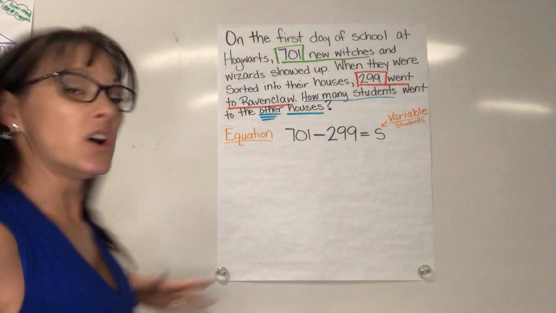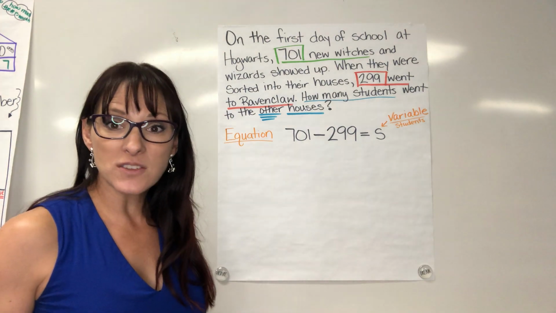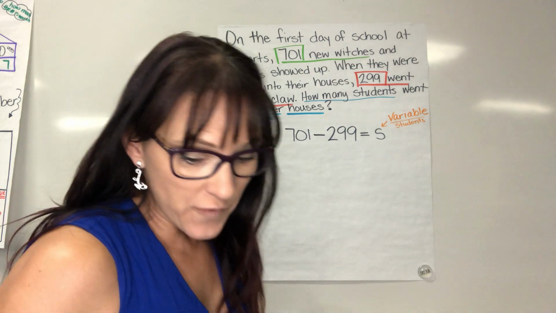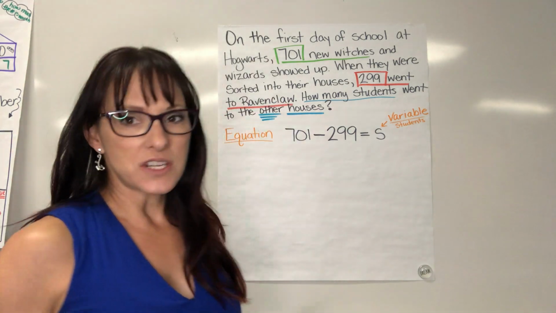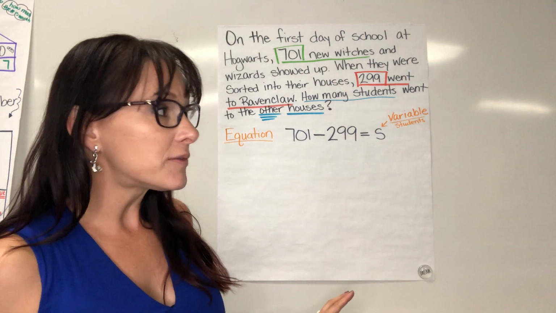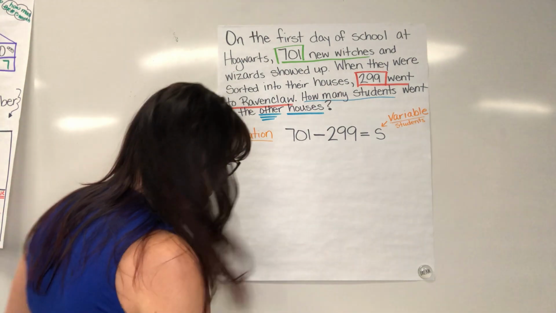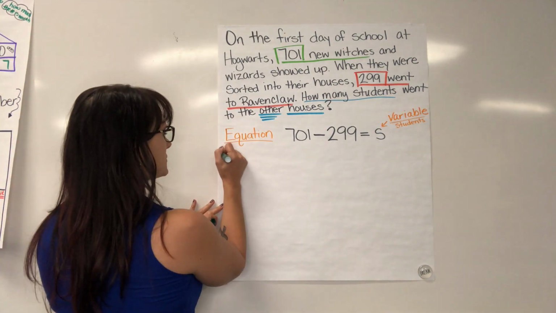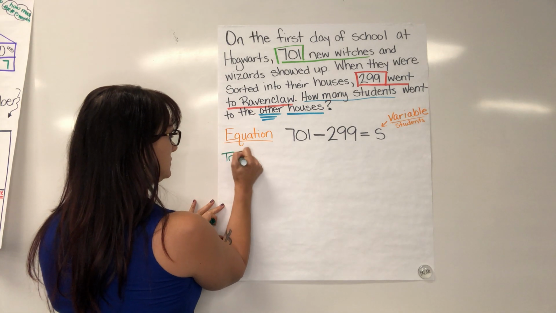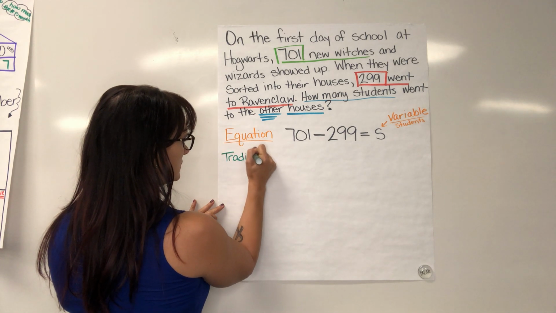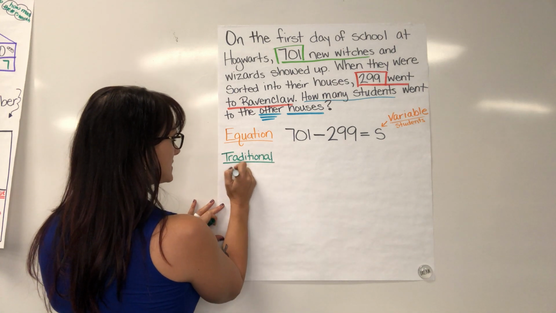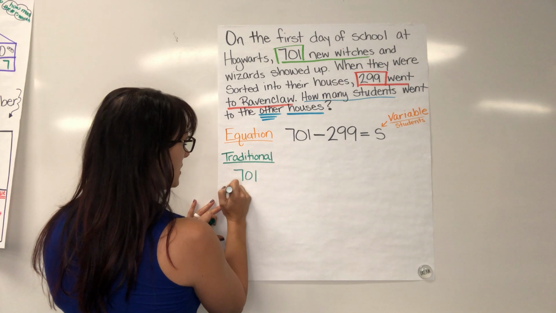All right, so you've had time to think about it yourself and come up with different ways to solve this problem. First, let's look at traditional. I don't love to start off with traditional, but I will. So when we do traditional, let's write that down. Our traditional, we're going to go 701 minus 299.